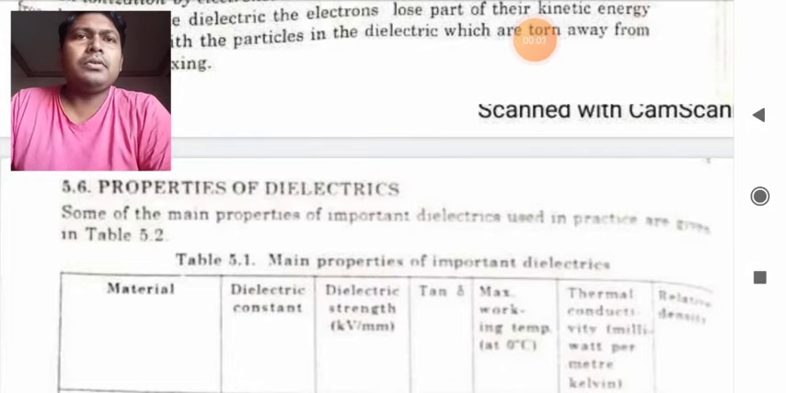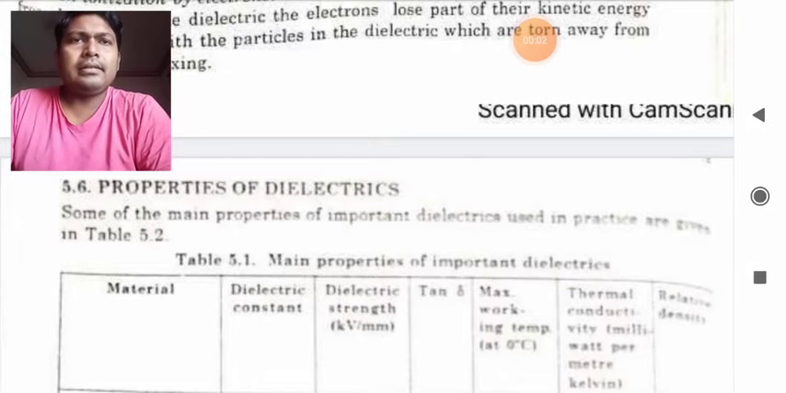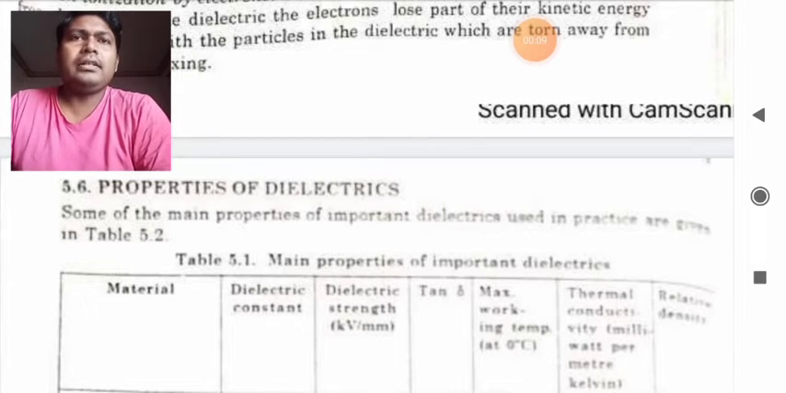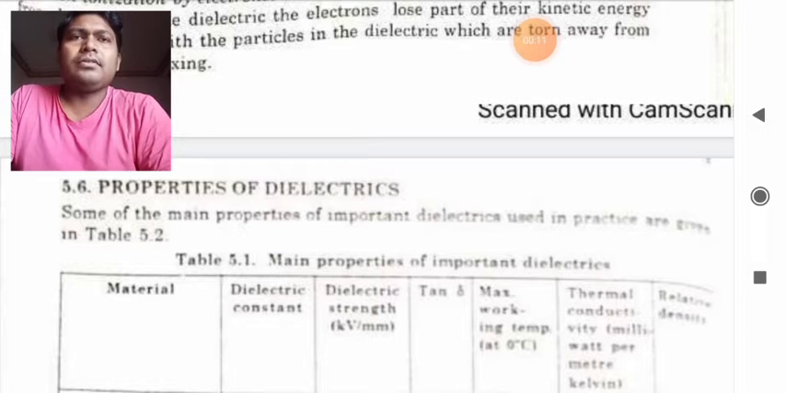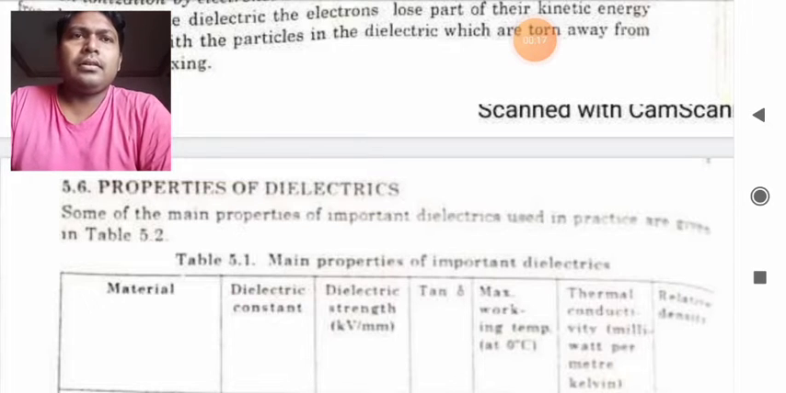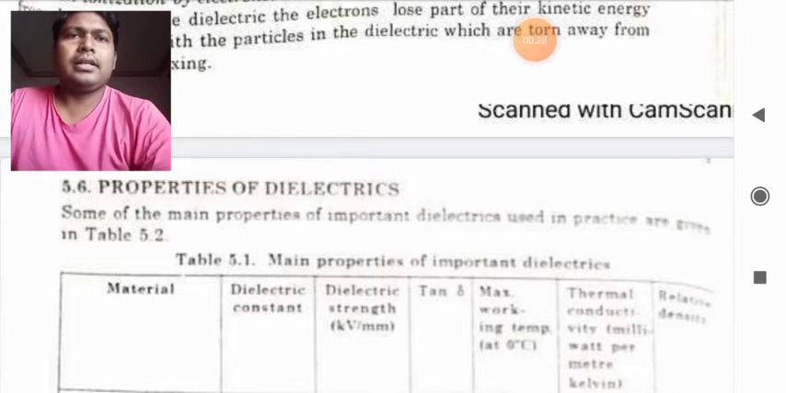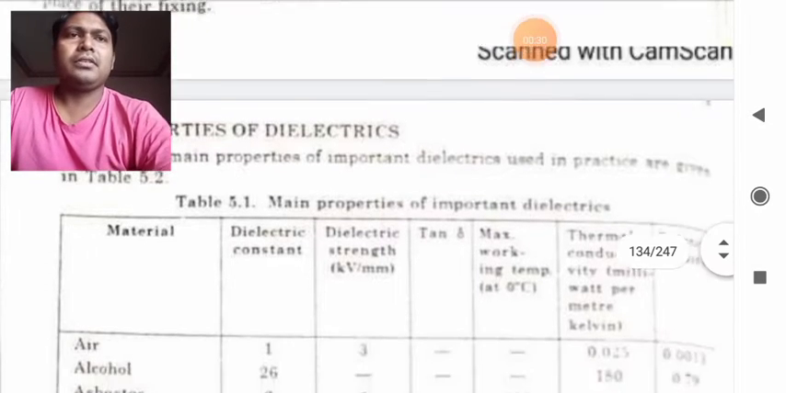Today we will discuss the properties of dielectrics, and this class is important for third semester diploma electrical students. As we have already discussed dielectrics, today we will discuss their properties and some of their applications. There is a table given to you, and the properties of the dielectrics used in practice are given in the table. So what are the main properties of important dielectrics?